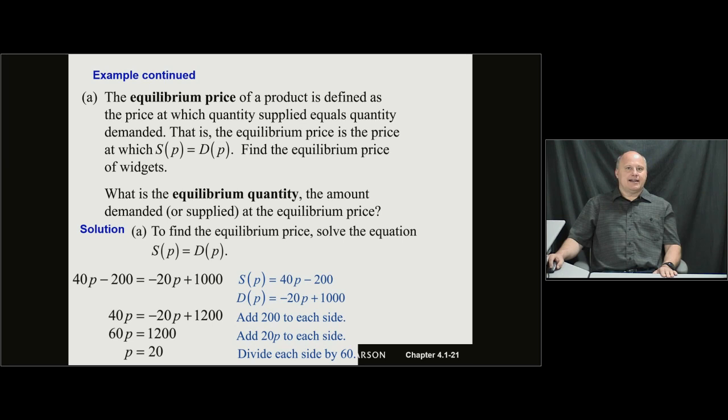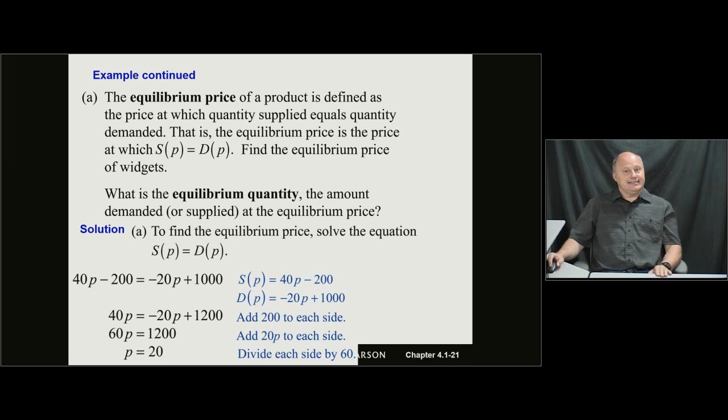So 40p minus 200, that was the company's function, and negative 20p plus 1,000, which was the consumer's demand function, and we set them equal. We start solving for p, and we end up with p equals 20. Remember, we ran across that number a second ago. So p is $20.